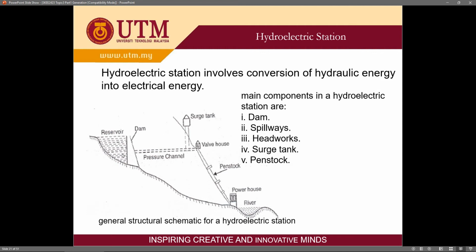Basically the surge tank is needed because when you close down the valve, the pressure will suddenly increase. This is why we put a surge tank. The penstock is basically the channel giving the height of the water. The powerhouse is where you place the generator, the synchronous generator. Make sure you know how to draw this and label it properly.